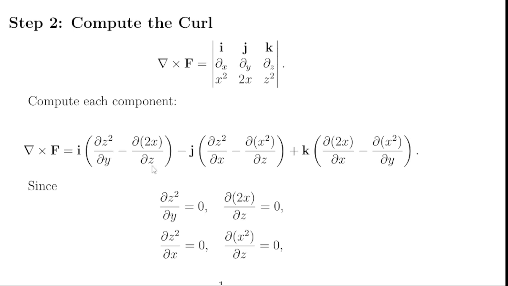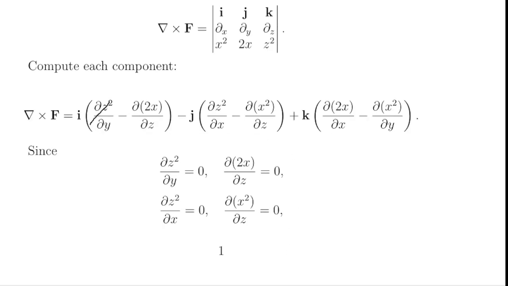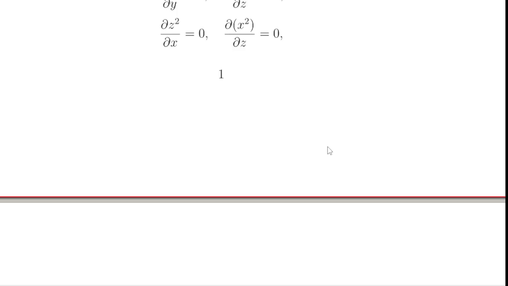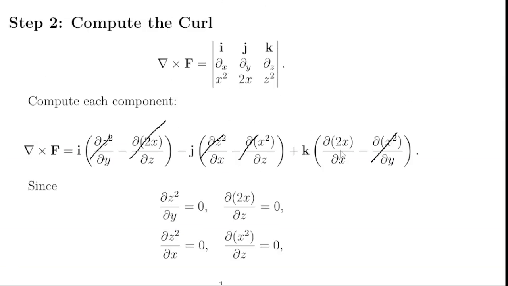But note that the partial of z² with respect to y is 0 because z is a constant. Same thing with respect to x, and then the partial of 2x with respect to z is also 0, and then x² is also 0. So these are going to be 0, and also that's going to be 0 as well, and this is going to be 0. So really what's going to be left is this string right here.